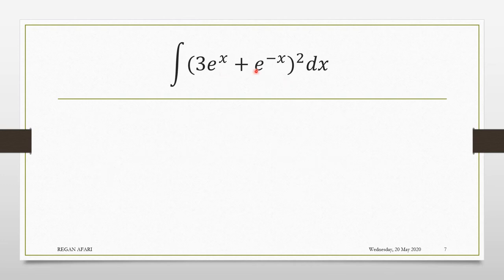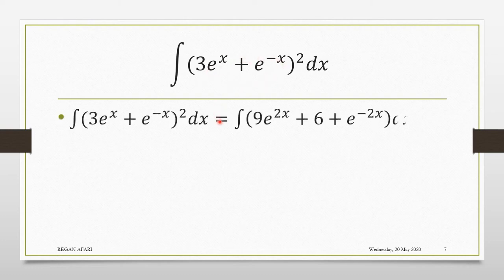Then we have this. What do we do? We can open this bracket, so let's open it up. When we do that, we have 9 e raised to the power 2x plus 6 plus e raised to the power -2x. I believe you can open this bracket. All right, so this same thing multiplies by itself. Then we integrate.